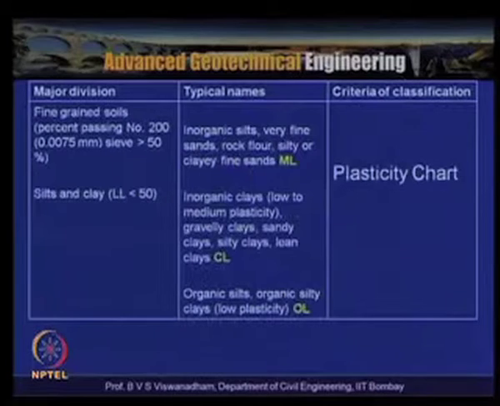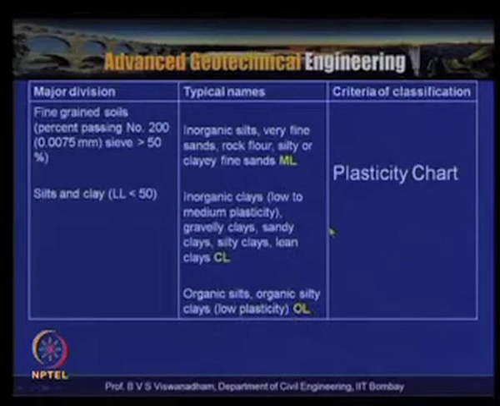And fine grained soils with the percentage passing 75 micron sieve greater than 50%. According to the plasticity chart, which is the criterion we have discussed, inorganic silts with very fine sands and rock flour, and silty or clayey fine sands are indicated as ML, and there is also a boundary soil indicated as CL-ML. That means doubtful cases have a twin grouping called CL-ML. Silts and clays with liquid limit less than 50%, inorganic clays of low to medium plasticity, gravelly clays, sandy clays, silty clays and lean clays are grouped as CL. Organic silts and organic silty clays of low plasticity are grouped as OL. So for fine grained soils, we see groups like ML, CL and OL.